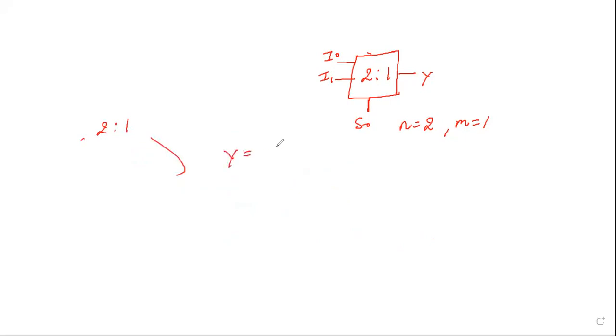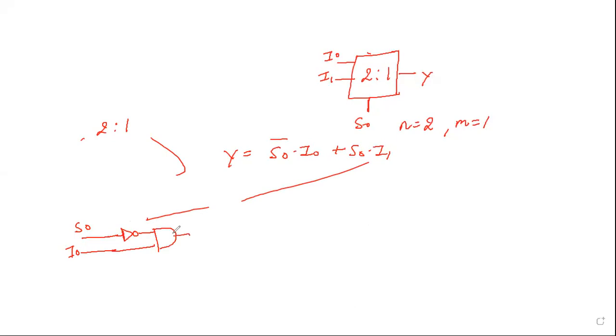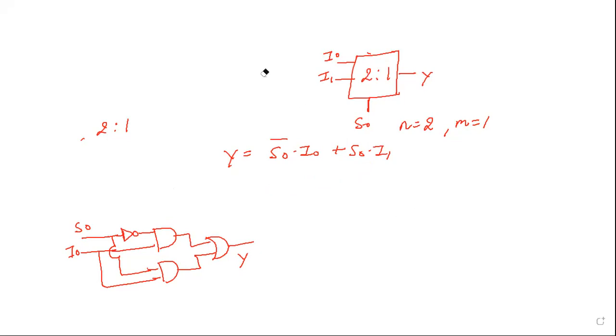So I can say that if we go for the gate equivalent for a 2:1 multiplexer, I simply know that output is equal to S0 bar into I0 plus S0 into I1. So if I draw my gate logic or the gate equivalent, it is simply that I have input S0, I have I0. So this is the gate equivalent.